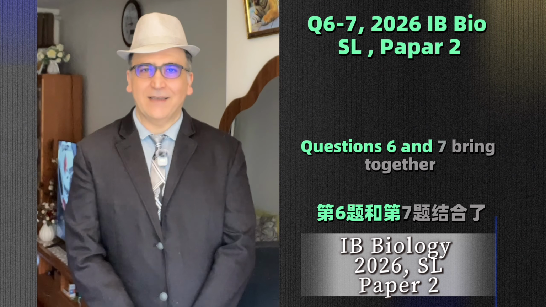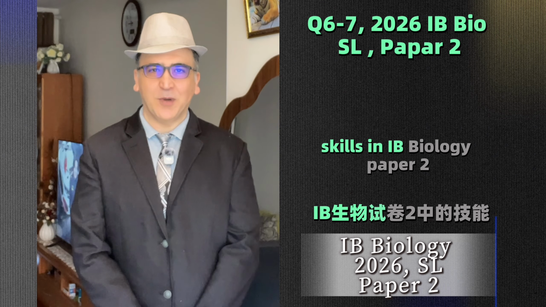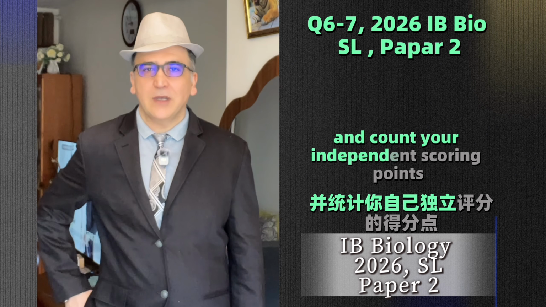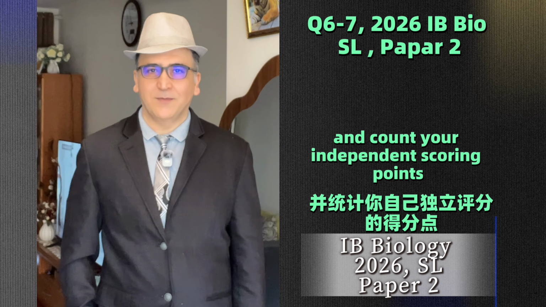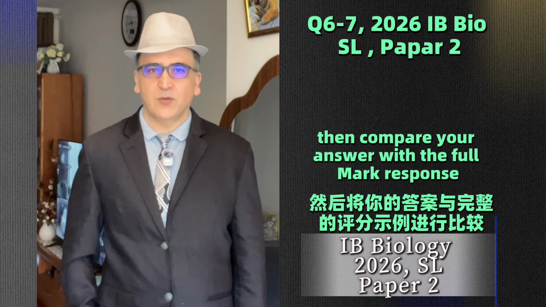Questions 6 and 7 bring together several important skills in IB Biology Paper 2. Before each explanation, pause the video, attempt the question, and count your independent scoring points. Then compare your answer with the full mark response.